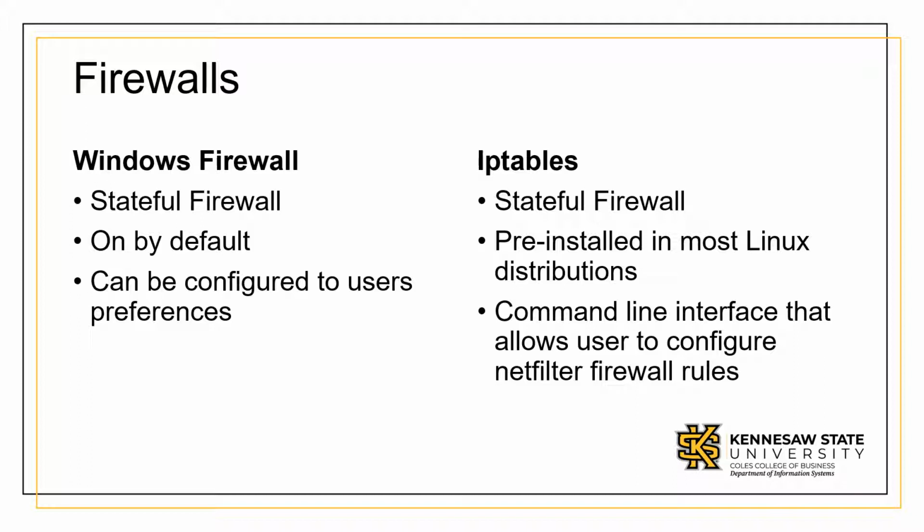IP tables is simply a command line interface that is on top of the NetFilter firewall, which is pre-installed in most Linux distributions. It is a stateful firewall as well. The command line interface, IP tables, allows the user to configure rules for the NetFilter firewall. IP tables will have a set of rules that the user sets, and it will go down the list of rules with each packet to determine if it's allowed through. If it passes one rule, it will then be examined by the next rule, and so on and so forth. Finally, if the last rule says it's okay, then the packet will be allowed through.